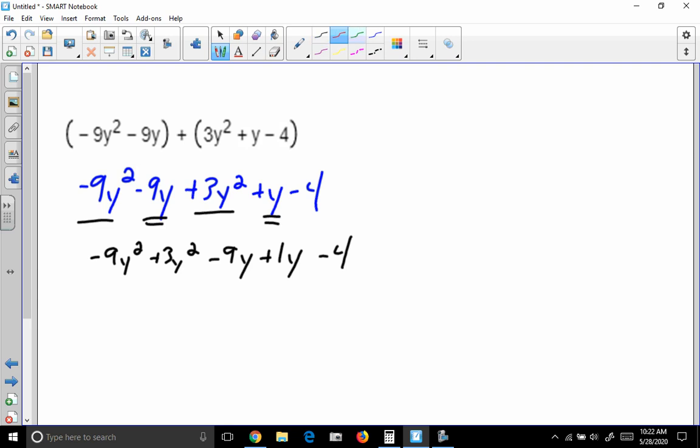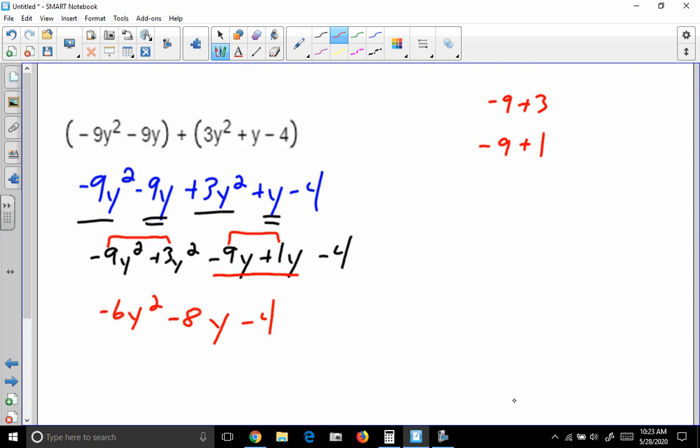So we put these together to see the y squareds. We have minus 9 plus 3. Negative 9 plus 3 is negative 6. These are y's, so to see how many y's we have, negative 9 plus 1, which is negative 8. And then we don't have a term to combine the negative 4 with, so bring it down.